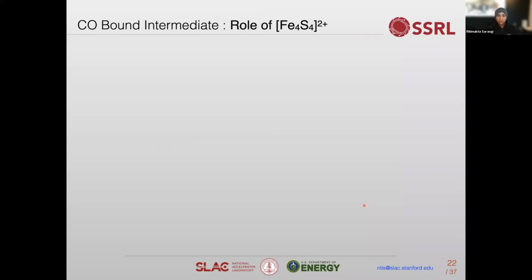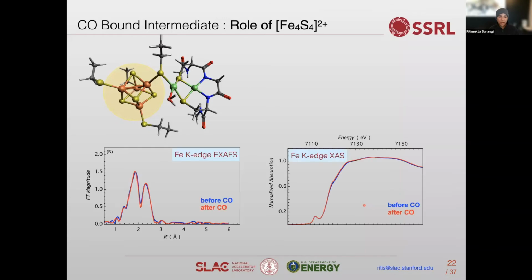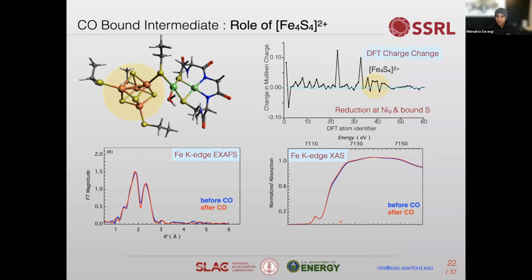Now, the question here was that the iron sulfur cluster really did not change, right? And when we look both from the XAPs region and from the XANES region, there really is no change in the iron data. And when we look from a DFT perspective and start looking at charge distribution, there really wasn't a big change in the charge on the iron sulfur cluster. So the question here was, there was no obvious role for this iron sulfur cluster in CO binding. And so we thought, well, it probably plays a role in methyl binding, right?